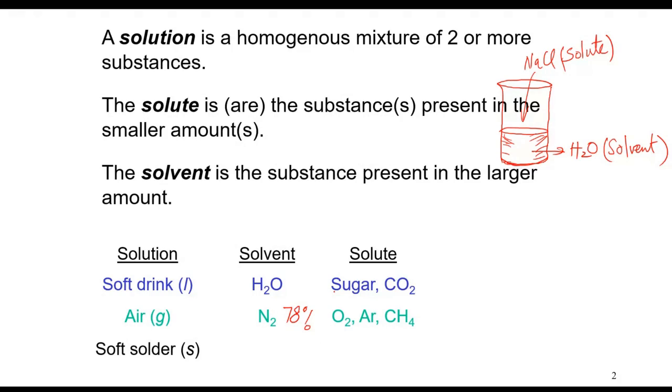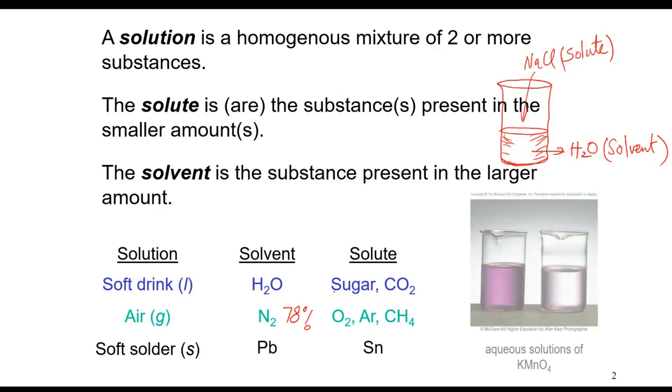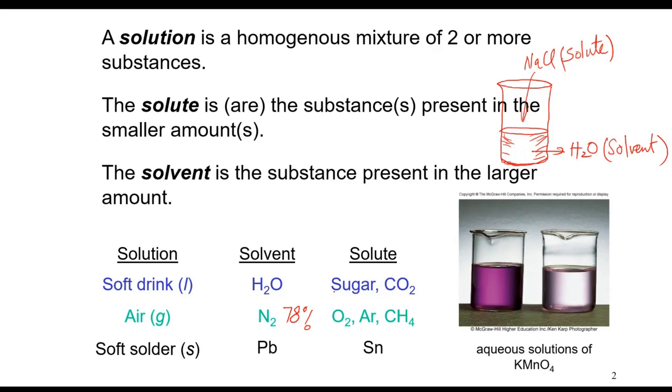And solder, we have discussed this in our chapter number 1. It is also a homogeneous mixture. And in solder, what is the solvent? Lead. And the solute, here is an example. Okay, we have already discussed it.